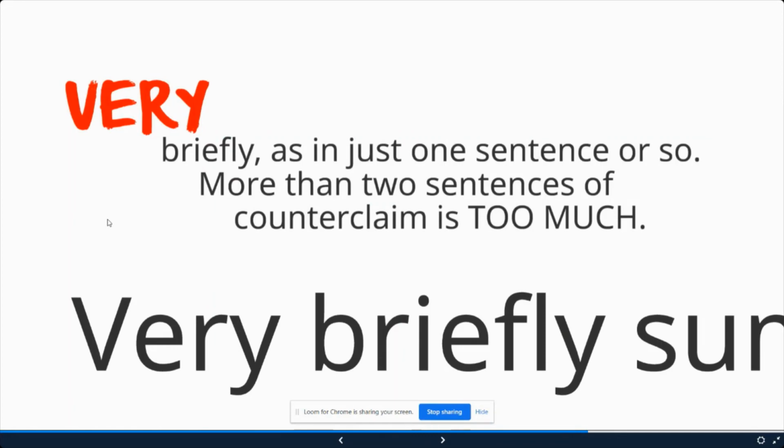So very briefly, as in just one sentence or so. So this is going to be really quick. You don't want to spend a lot of time talking about your opponent's strongest points, right? More than 2 sentences of counterclaim is too much. You want to stick with trying to get your reader to be on your side.